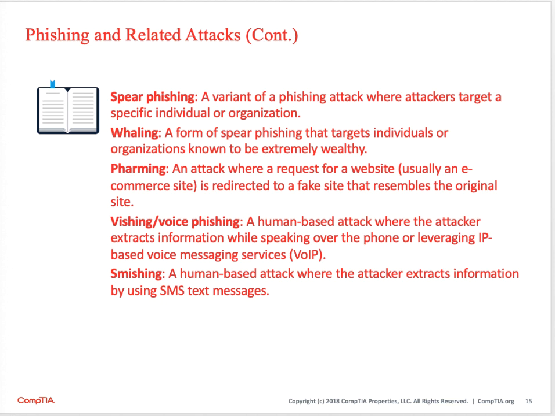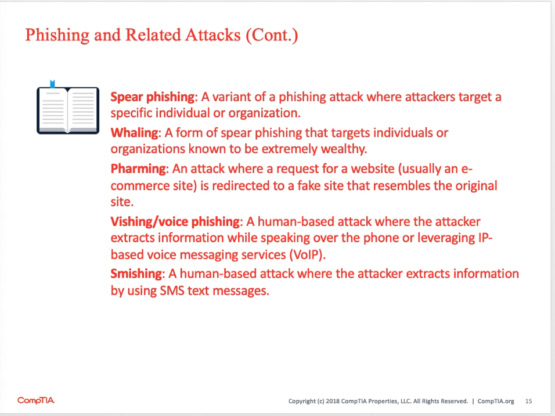So there are several different phishing variations. We have spear phishing. That's a variant of phishing attacks where the attacker targets a specific individual or organization, right? So in this case, the attacker has a specific person or organization in mind, and they're going to target their attack there, right?